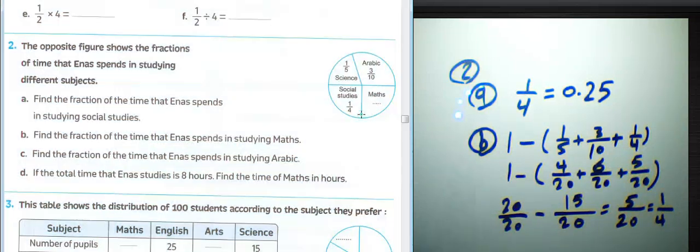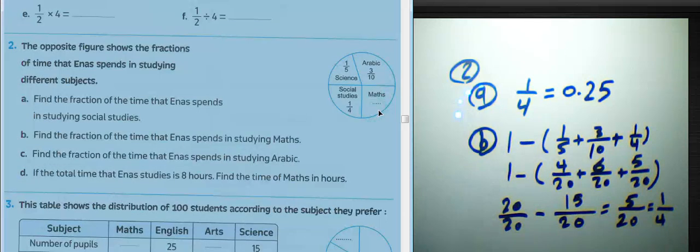Okay, look at this circle here. A fourth plus a fourth is a half. And two fifths plus 3 over 10 will be a half. Okay, so minus here, fraction of math, we must write here 1 over 4.